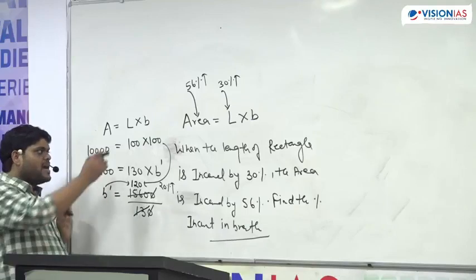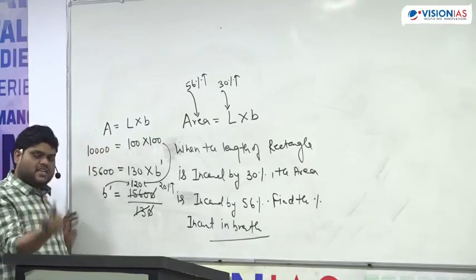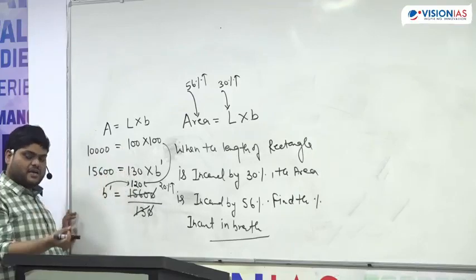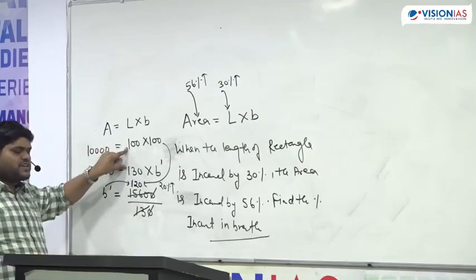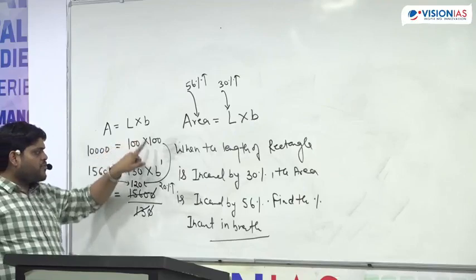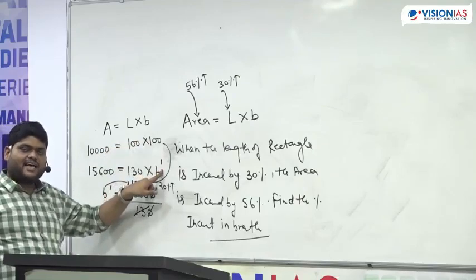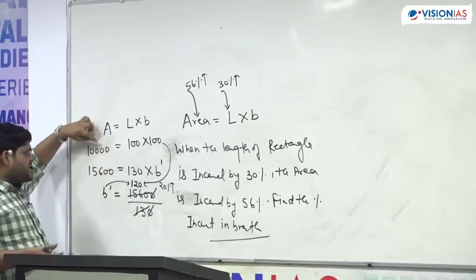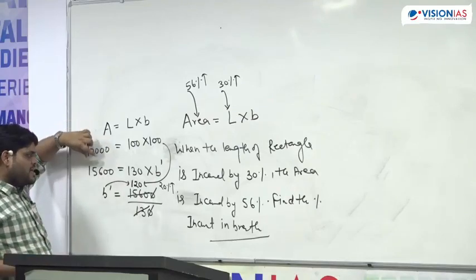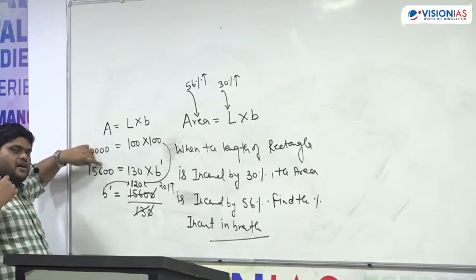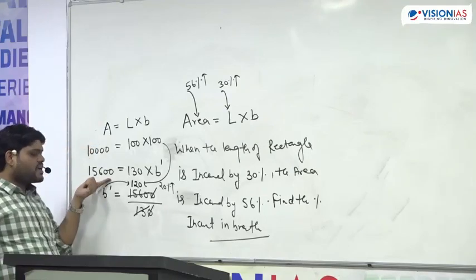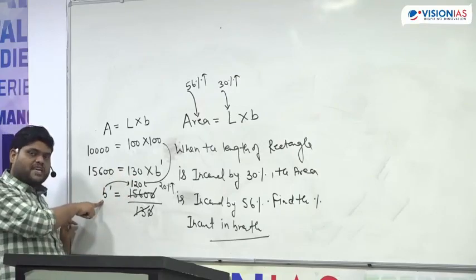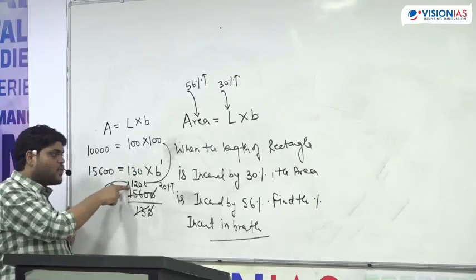Now what happened? Length is increased by 30%. Anything was 100, increased by 30%. That means now this becomes 130. We have to find out the breadth, so I have taken that as B dash. Now area is increased by 56%. Anything was 10,000, when it is increased by 56%, that becomes 15,600. From here we can find out the value of B dash. B dash is coming as 120.